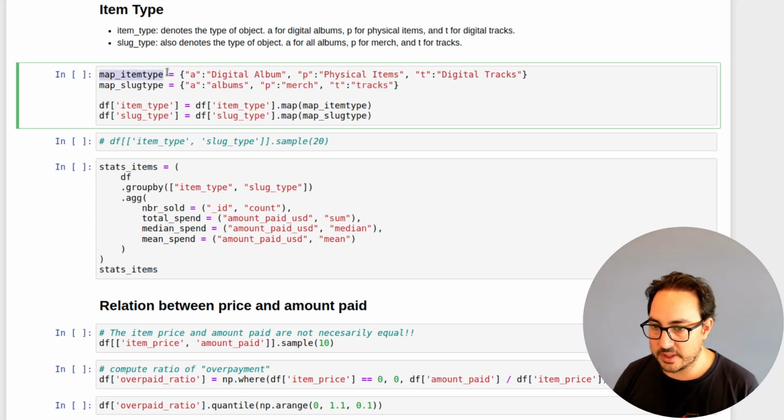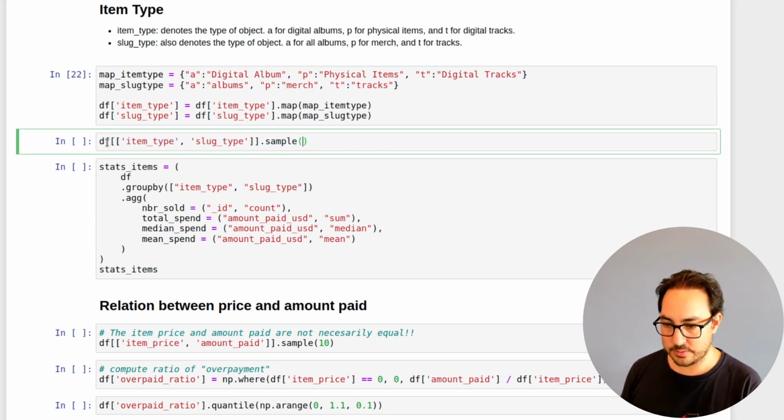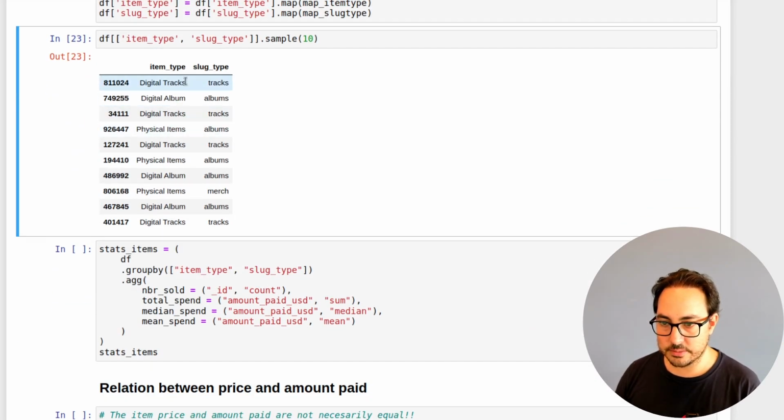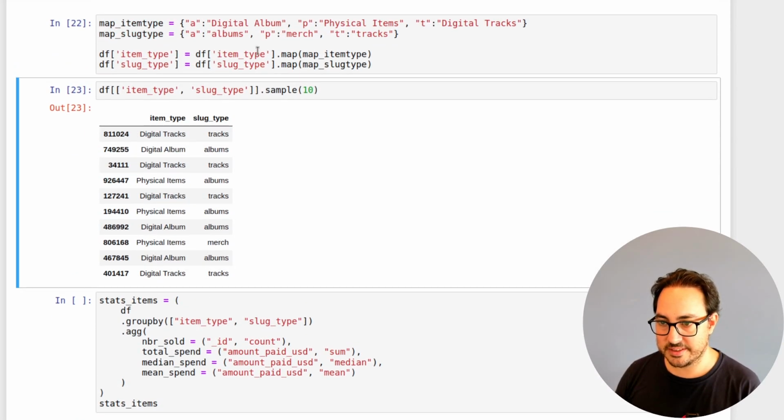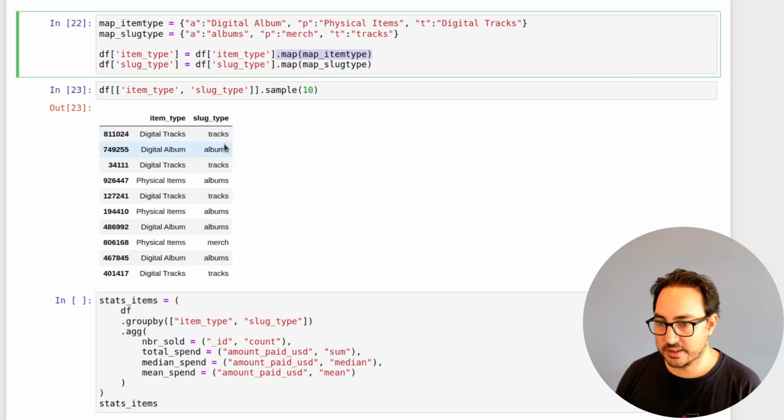So the item type has these values: digital album, physical items, digital tracks. I'm just creating a dict with the coded value and the description. It's just easier to work with the description. Let me show you what this looks like. So this is how it looks after I do the mapping, right?